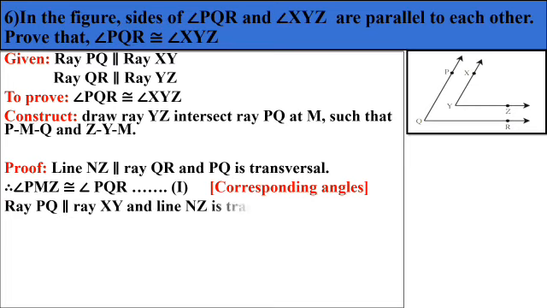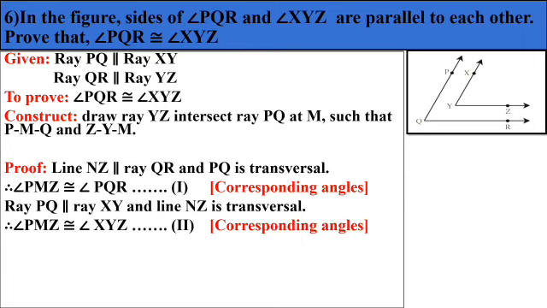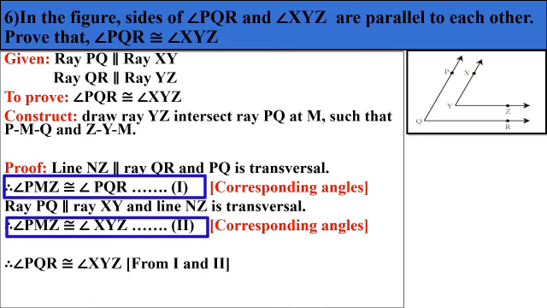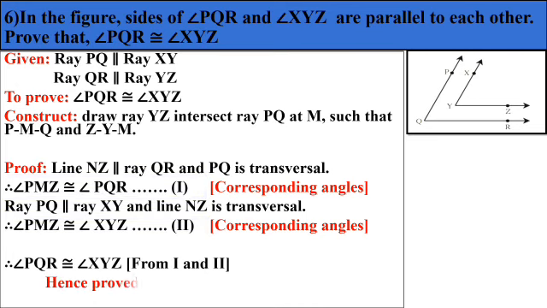This gives equation number 1, as they are forming corresponding angles. In the same way, ray PQ is parallel to ray XY and MZ is a transversal. So here we can write angle PMZ is congruent to angle XYZ. Give equation number 2, corresponding angles. So from first and second we get PMZ is congruent to PQR and PMZ is congruent to XYZ also. PMZ is common, so we can say angle PQR is congruent to angle XYZ. Hence proved.